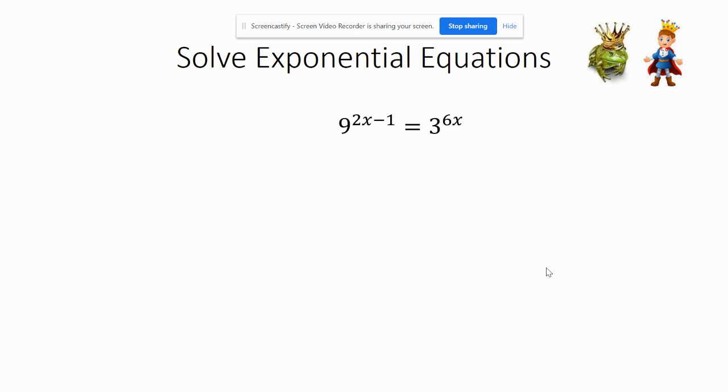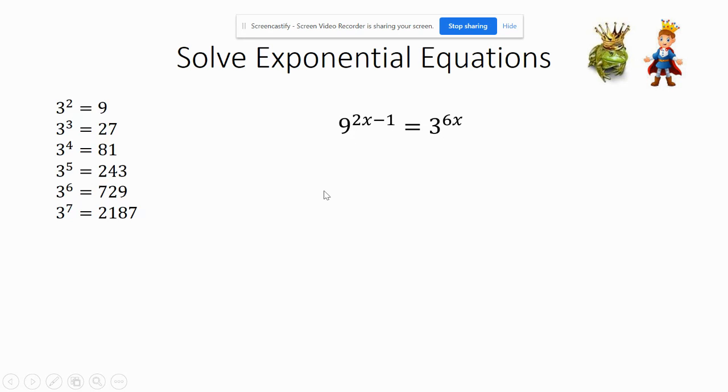Oh, let's look at another one here. Here we have a 3, and here we have a 9, so I need the same base. I'm probably going to make the 9 into a 3. And guess what? 3 squared is 9, so I can replace 9 with 3 squared. So I'm going to go here and replace the 9 with the 3 squared.